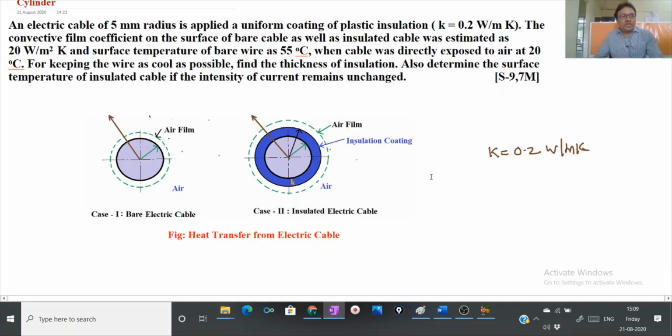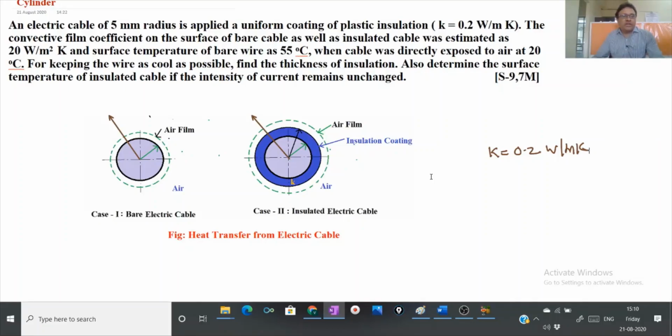Problem 10 on critical radius of insulation of cylinder. An electric cable of 5 mm radius is applied a uniform coating of plastic insulation having K 0.2 watt per meter Kelvin. The convective film coefficient on the surface of bare cable as well as insulated cable was estimated as 20 watt per meter square Kelvin and surface temperature of bare wire as 55 degrees Celsius when cable was directly exposed to air at 20 degrees Celsius.